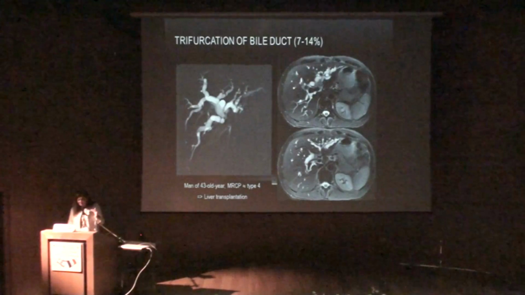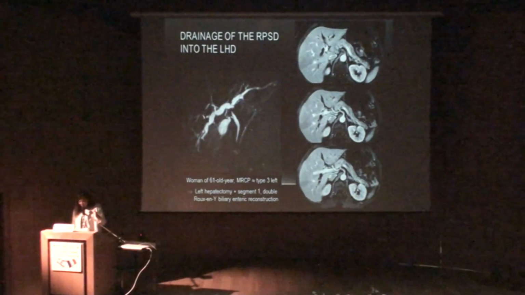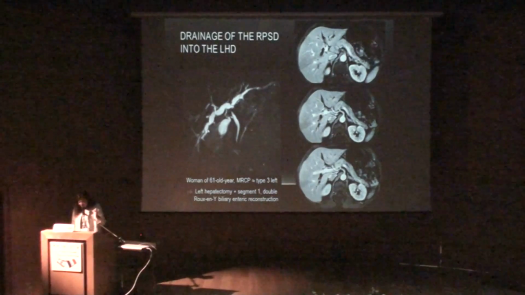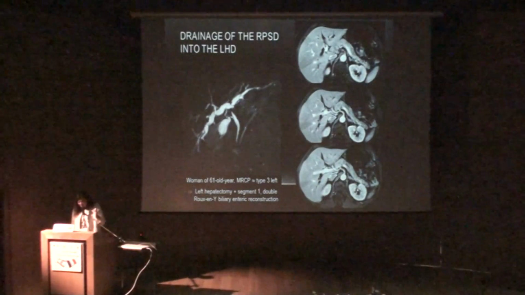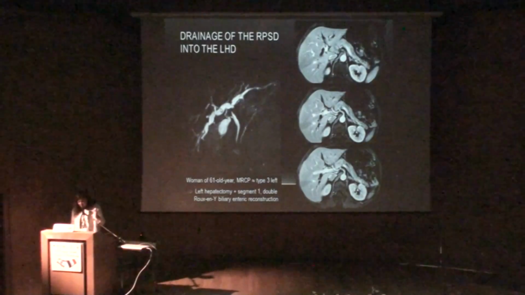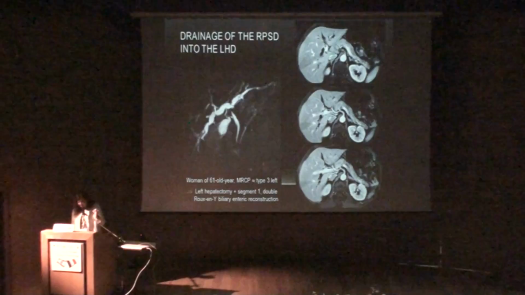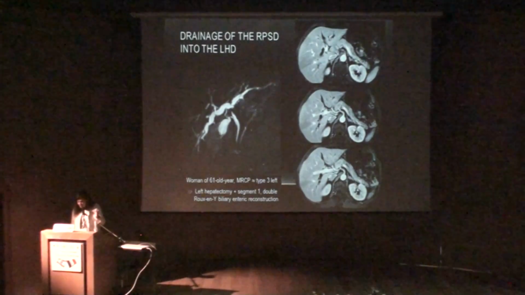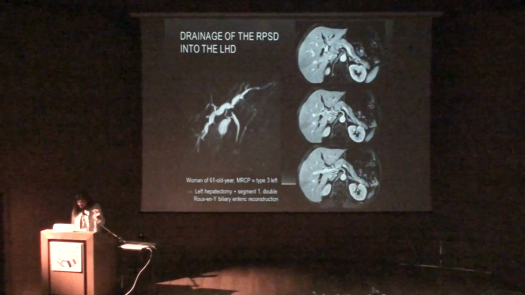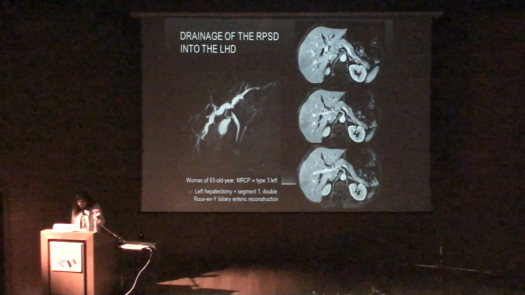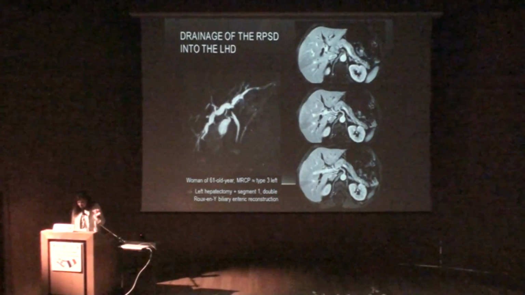I'll show you another, very common example, where you see very nicely in this 61-year-old woman on MRCP that the right posterior bile duct goes into the left hepatic bile duct here, you see that? And here on MRI, you have bile duct dilatation. You can see here the very small cholangiocarcinoma, here on portal vein enhancement, the small tumor.